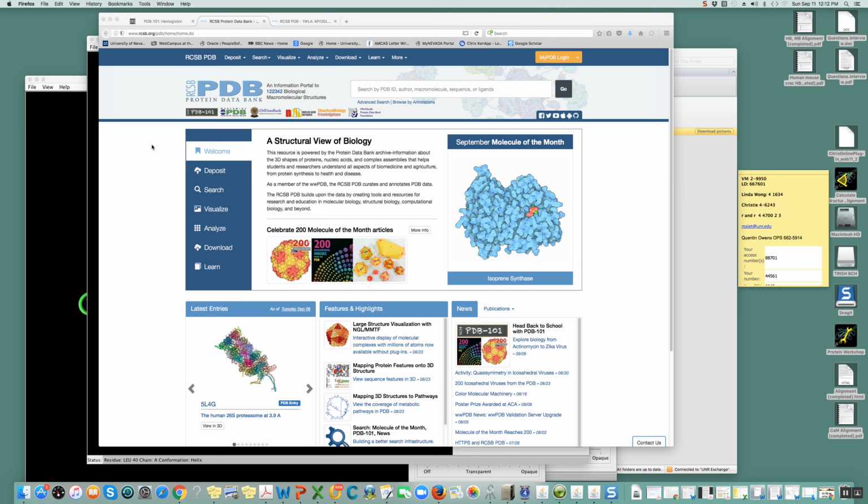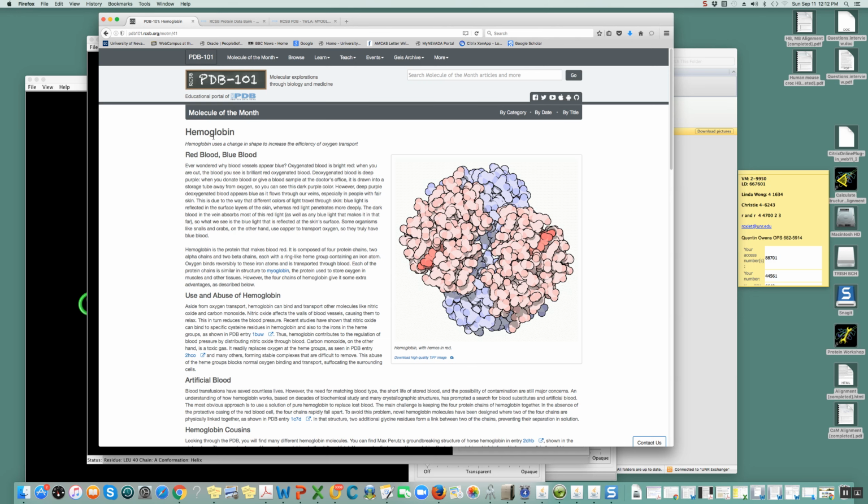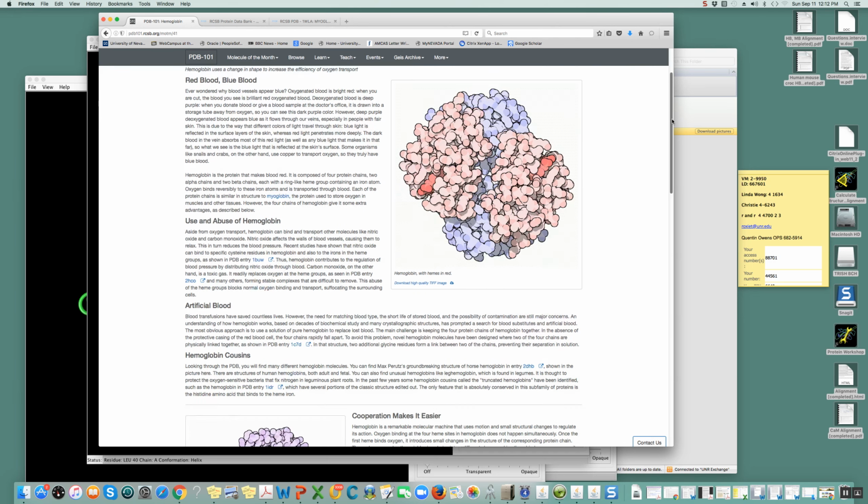So in this database, there are tens of thousands of protein structures, everything from cytochrome C up to full virus particles. A couple of things I want to show you on here. One thing is the PDB 101, and this is kind of cool because it has this molecule of the month feature. This is the entry for hemoglobin as molecule of the month, so it gives you all kinds of background information about this molecule.